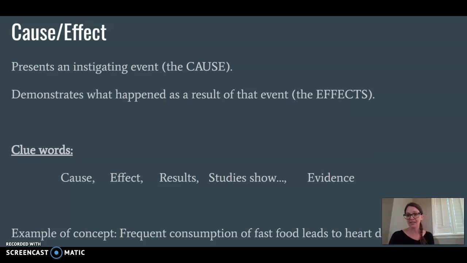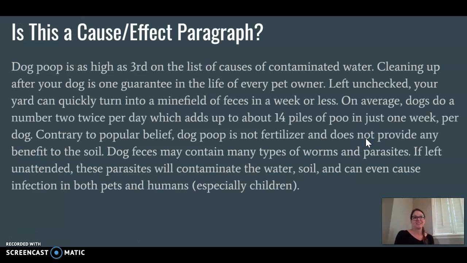Let's take a look at this in a bigger example, and kind of an icky example. All right, so this paragraph is all about dog poop. Dog poop is as high as 3rd on the list of causes of contaminated water. So hopefully you're already on the lookout for some of those clue words. Do you think you found one? What I'd like you to do now is read through the rest of the paragraph. I'm not going to read it to you. So go ahead and press pause on the video to read the paragraph.